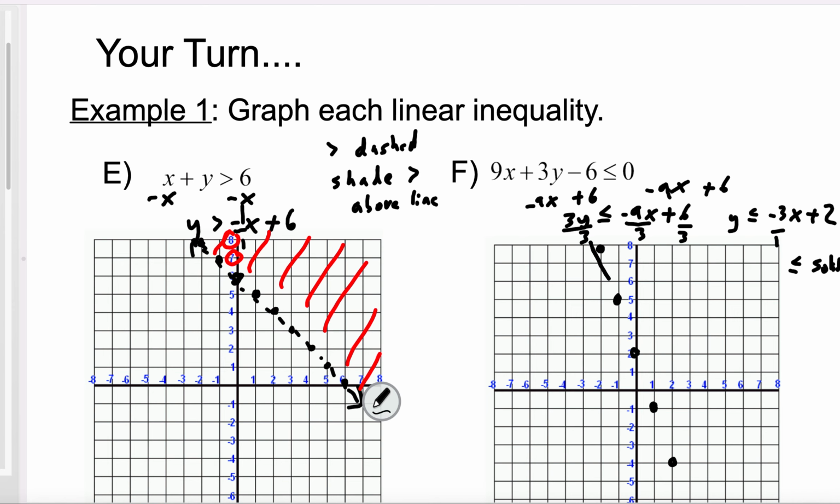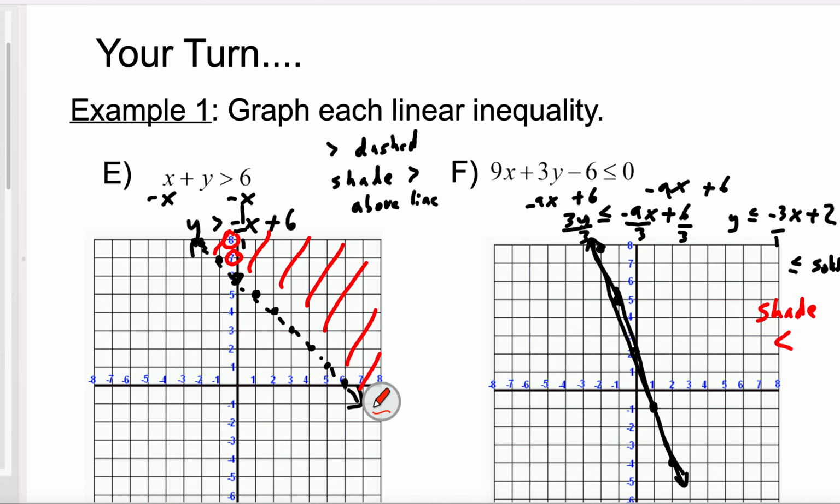So let's connect that with a nice solid line there. Sorry, it's a little crooked. That's a little bit better. So now I have to decide on how to shade it in. And so that's the next step, is to shade.